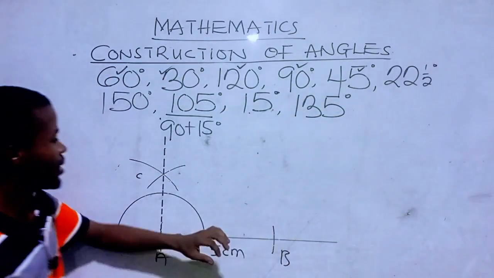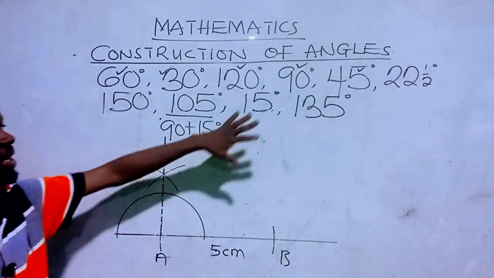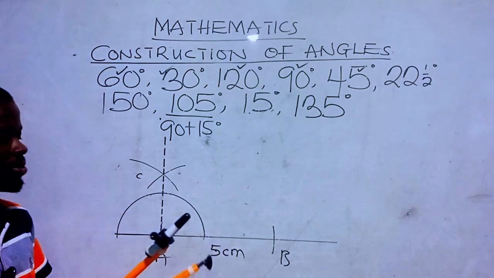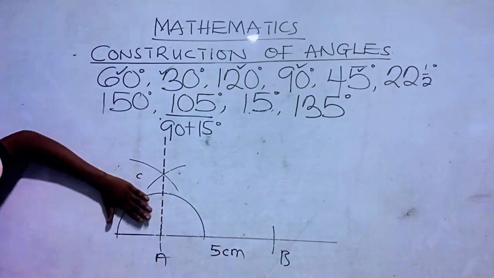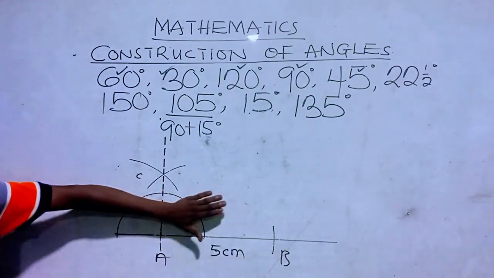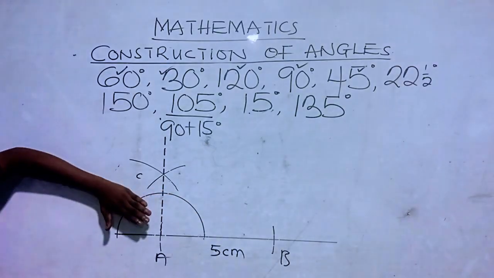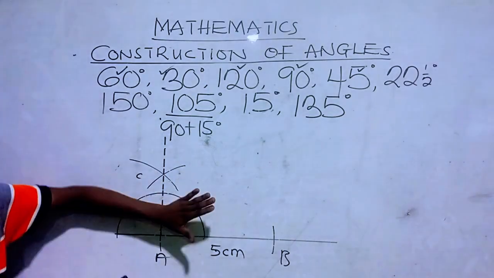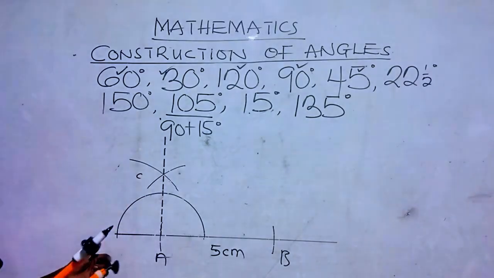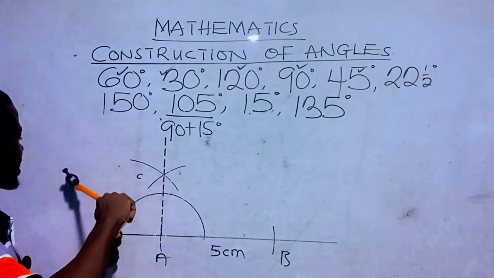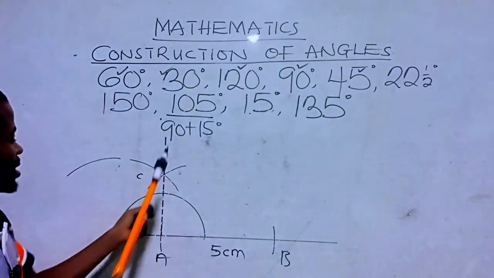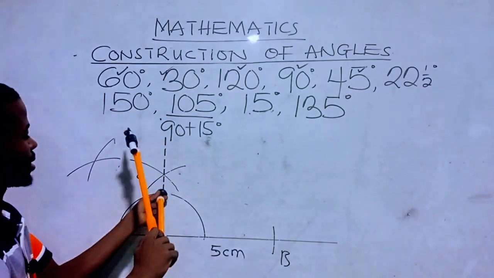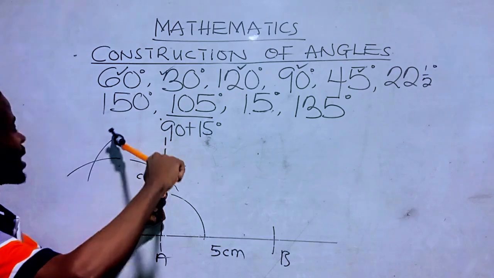Now I want my 135 degrees to start from this side. Here is 90. To get 135, I have to add 45 degrees. So I'll bisect this. This side is 90 degrees and the other side is 90 degrees. So I'll bisect the 90 degrees to get 45 degrees and add it to the 90 degrees I already have here. As usual, I'll stand here and make an arc. Go and stand here, this is the 90 degrees mark. Then I'll make an arc, then another arc like this.